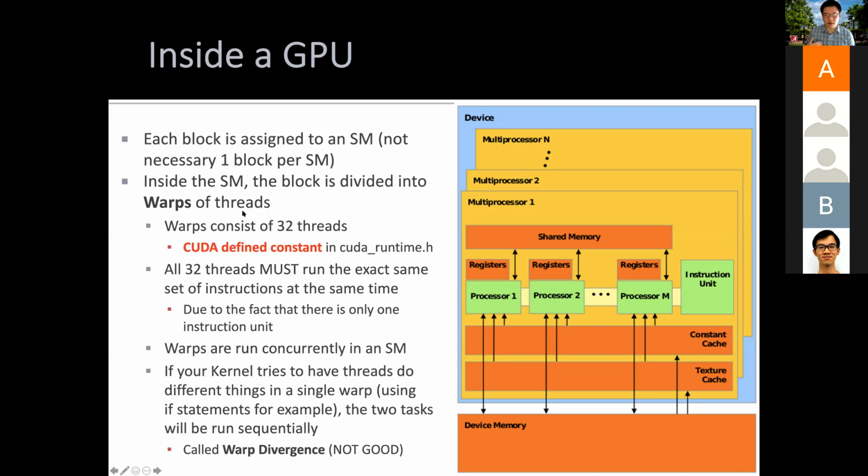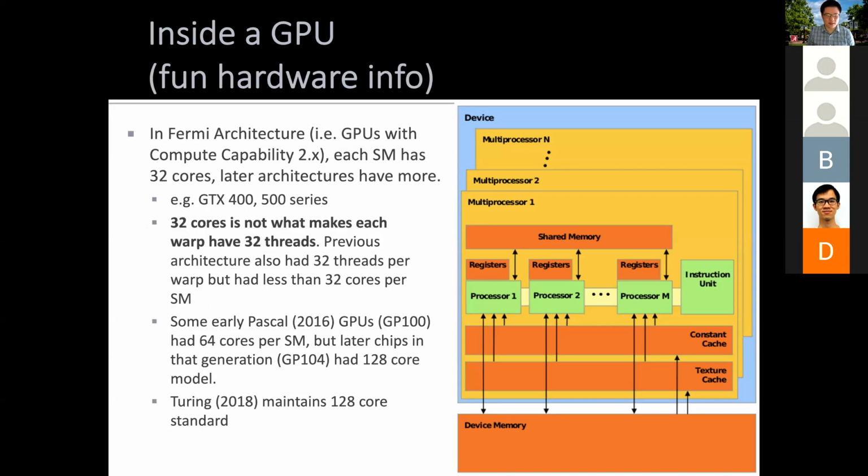So here is a warp. The concept of a warp is that inside the streaming multiprocessor, each thread block is divided into warps of threads, and a warp consists of 32 threads. Why is the warp concept very important? Because this is the minimum unit in which all the threads within one warp need to run exactly the same set of instructions. Two warps can run two totally different instructions, but one warp must run the same instruction. Otherwise, that would cause warp divergence, and the performance will significantly degrade. So that's the concept.